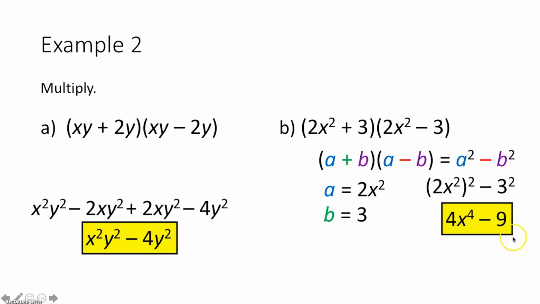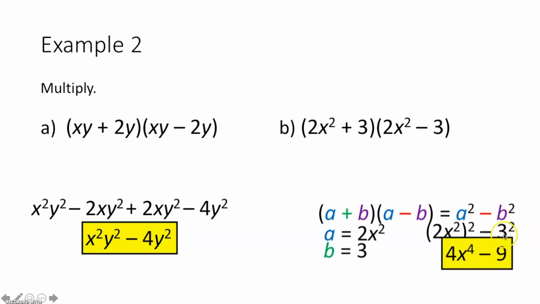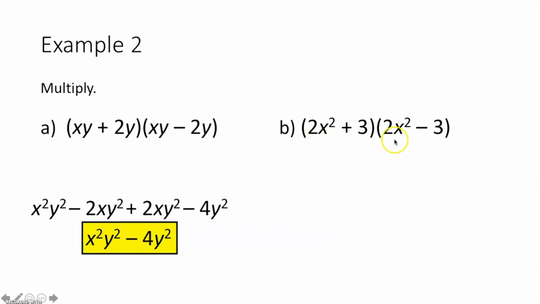If for some reason you forgot how to do this shortcut, again, you could just FOIL. Multiply the first terms together. 2x squared times 2x squared, the 2 times 2 gives you 4. And the x squared times the x squared, you add the exponents when you're multiplying like bases, so you get x to the 4th. Then you multiply the outer terms together. What's 2x squared times negative 3? That's going to be negative 6x squared.